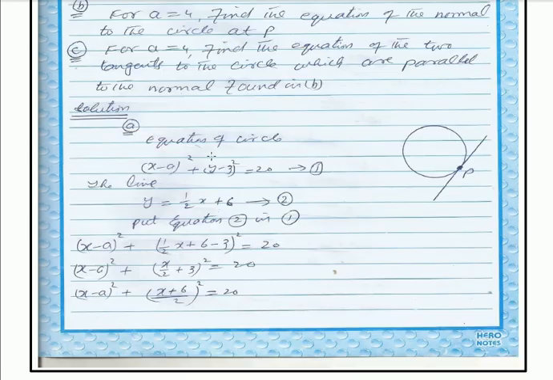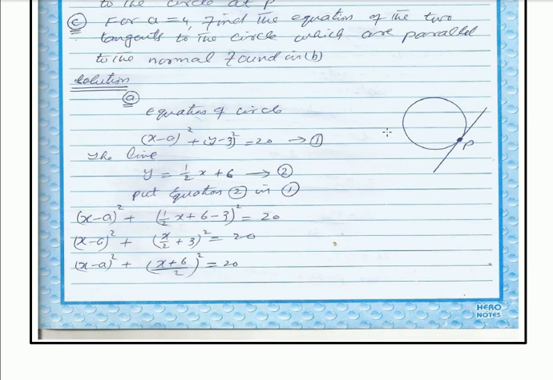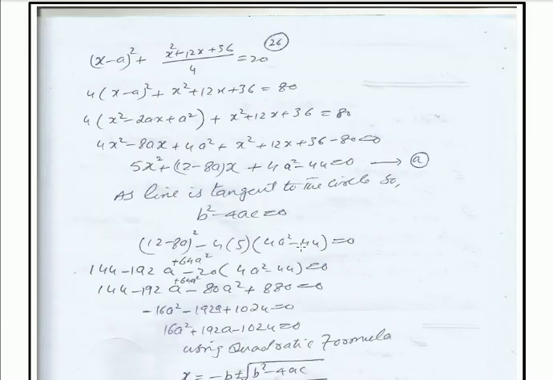In the solution section for part A, the equation of the circle is (x minus a) whole square plus (y minus 3) square equal to 20. As the line touches at one point, we shall put the value of y in this equation. After simplification we get (x minus a) whole square plus ((x plus 6) over 2) whole square equal to 20. After simplification we get 5x square plus (12 minus 8a) into x plus 4a square minus 44 equal to 0.